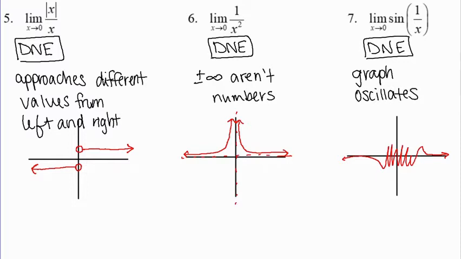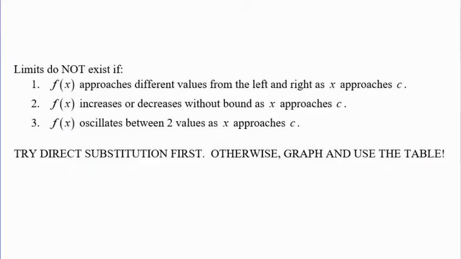So there are 3 different scenarios where the limit does not exist. First, if f of x approaches different values from the left and the right, like the first example, then the limit does not exist. Second, if f of x increases or decreases without bound, that's just a fancy way of saying approaches positive or negative infinity, then the limit does not exist. And if f of x oscillates, then the limit does not exist.